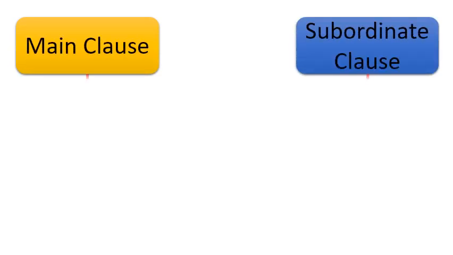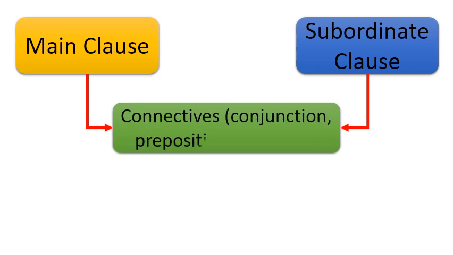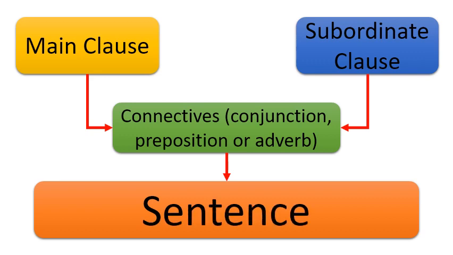Main clause and subordinate clause, along with connectives, which can be a conjunction, preposition or adverb, together form a complete or meaningful sentence. To clarify it, let's see some examples.